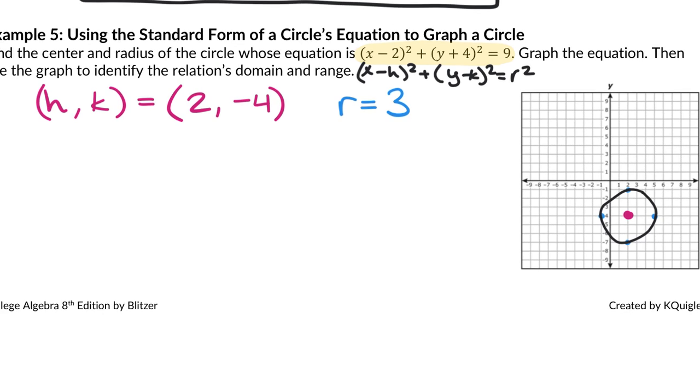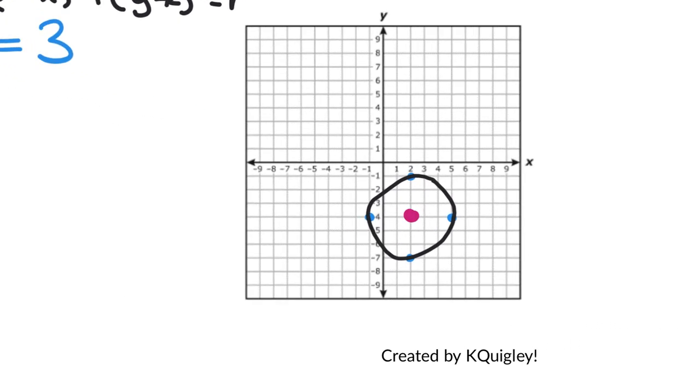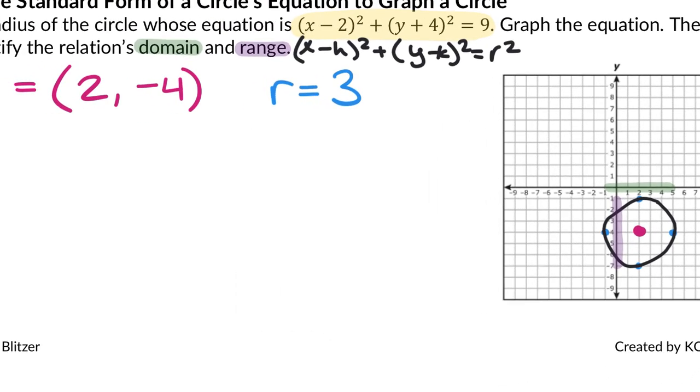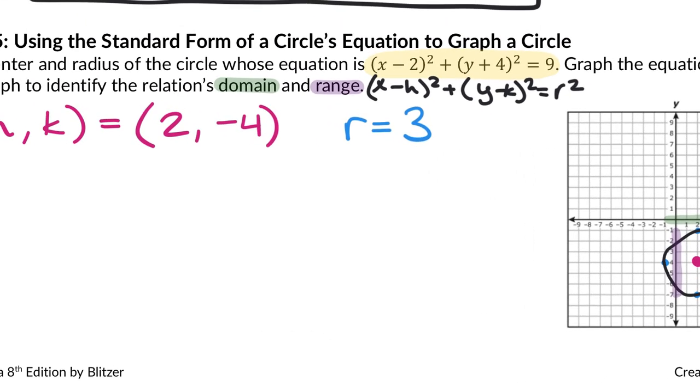Okay, but this one has an additional question. It says, then use the graph to identify the relation's domain and range. Let's remember, when I'm talking about domain, is that the x's or the y's? X. The x's, and the range is the? So I just want to identify which x's and y's I used. Very simple. You've already plotted the radii. Between -1 and 5 on the x-axis, and between what two numbers on the y? -7. Very good.